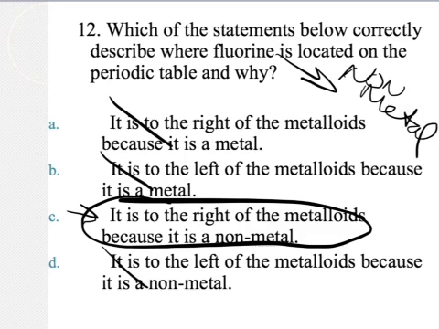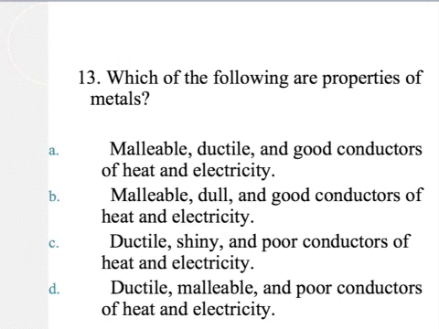Which of the following is properties of a metal? Are they malleable, ductile, and good conductors of heat and electricity? Malleable, dull, and good conductors of electricity and heat? Are they ductile, shiny, and poor conductors of heat and electricity? Are they ductile, malleable, and poor conductors of heat and electricity? Okay, first thing I want you to know, what is most of the wiring in your house made out of? If you said copper and you realized copper was a metal, then you should realize that metals are good conductors of heat and electricity, which they are.